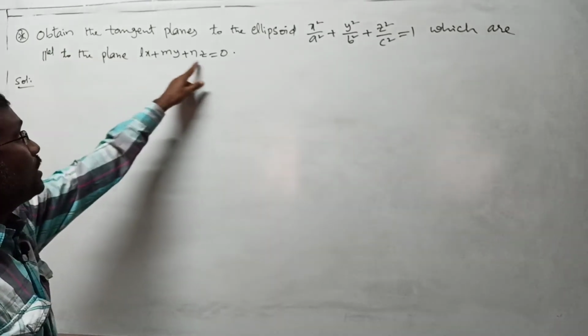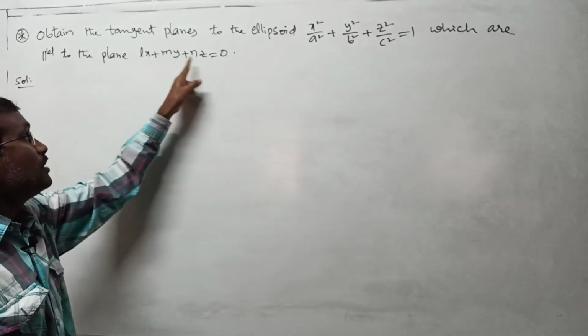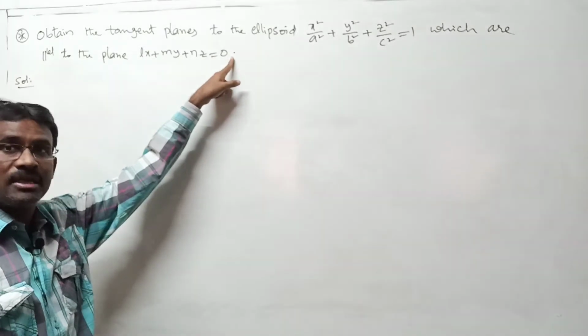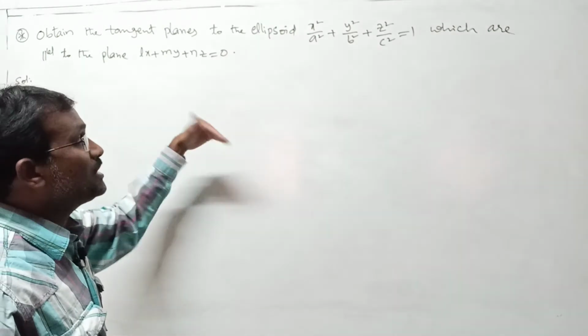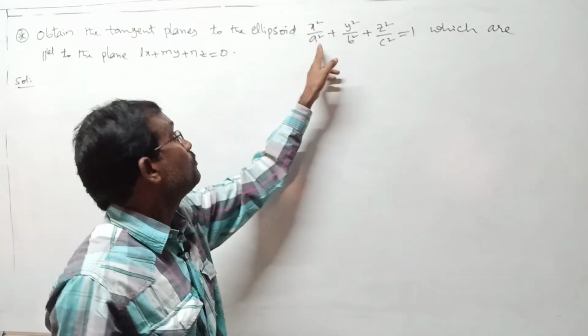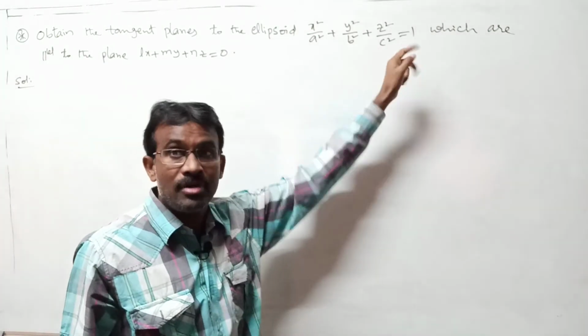What is a plane parallel to this plane? Lx + My + Nz = P (or K), where P is unknown. But whenever Lx + My + Nz = P is a tangent plane to this ellipsoid, what is the value of P?